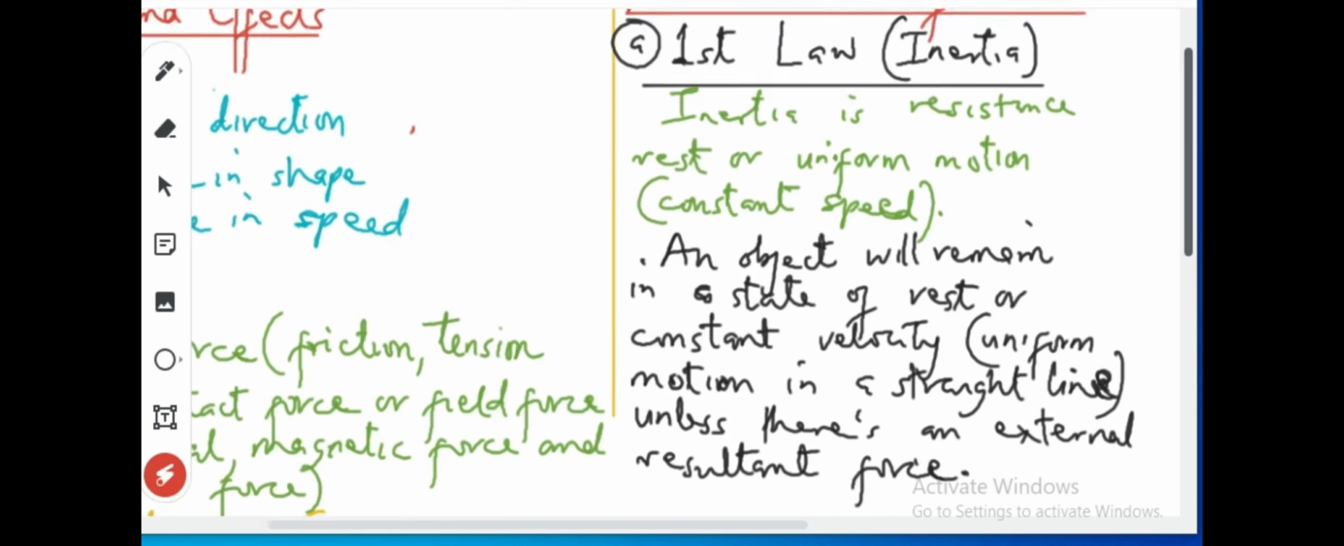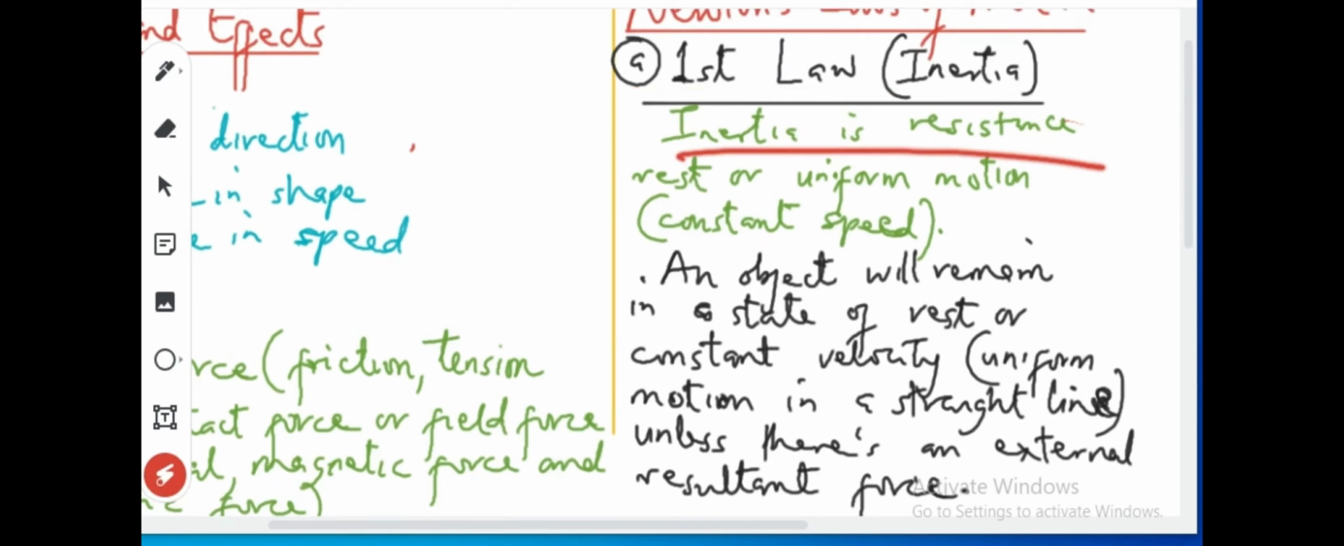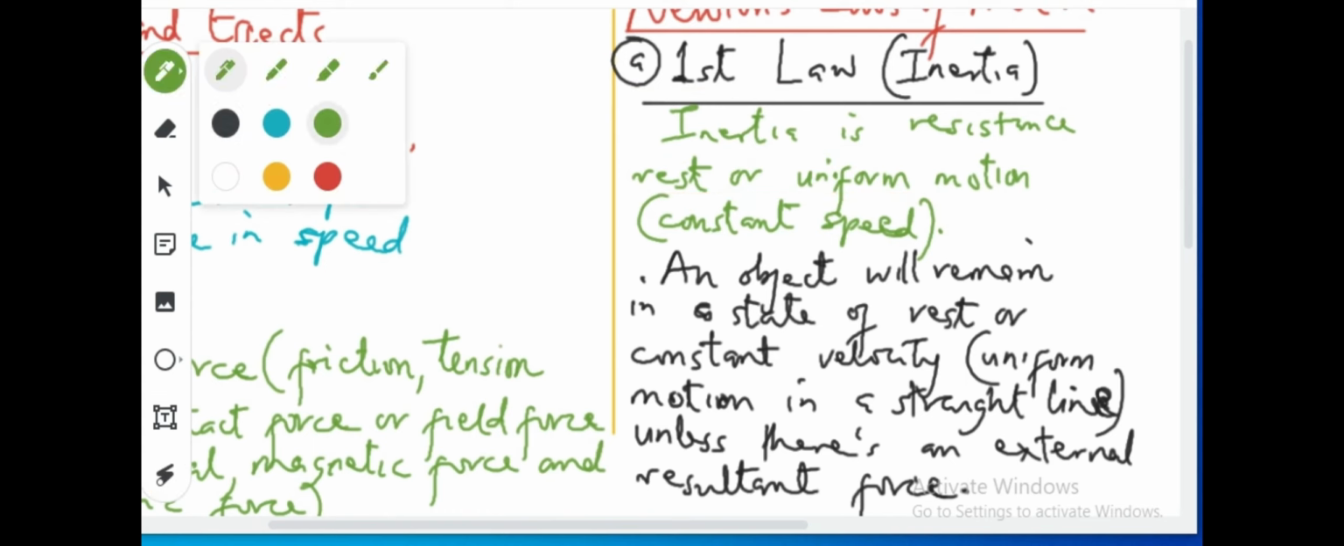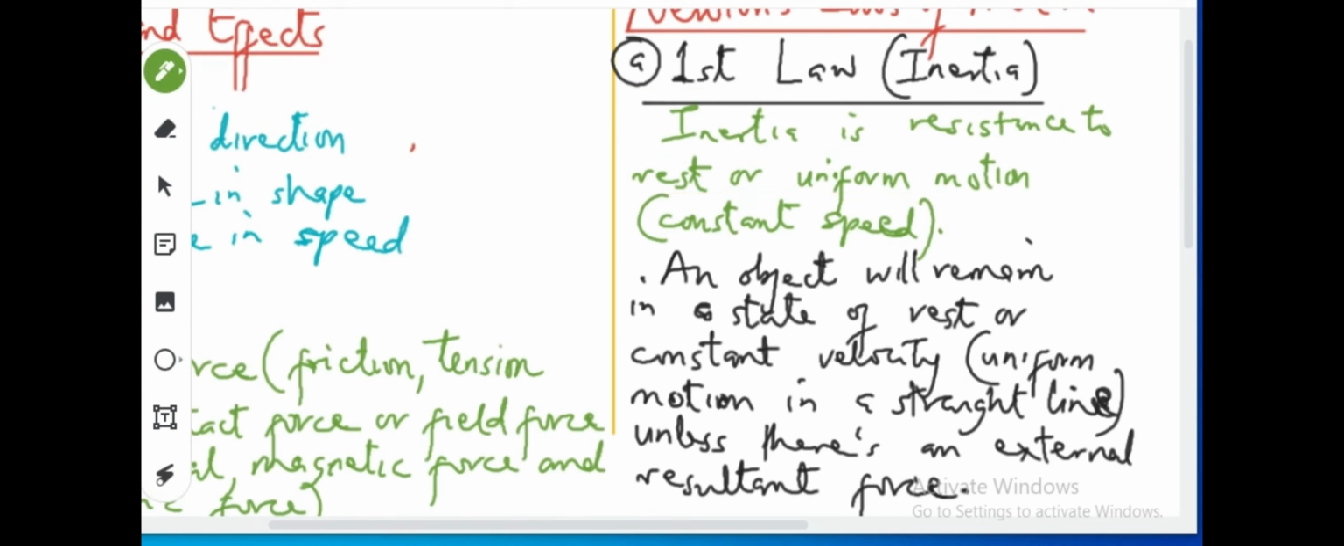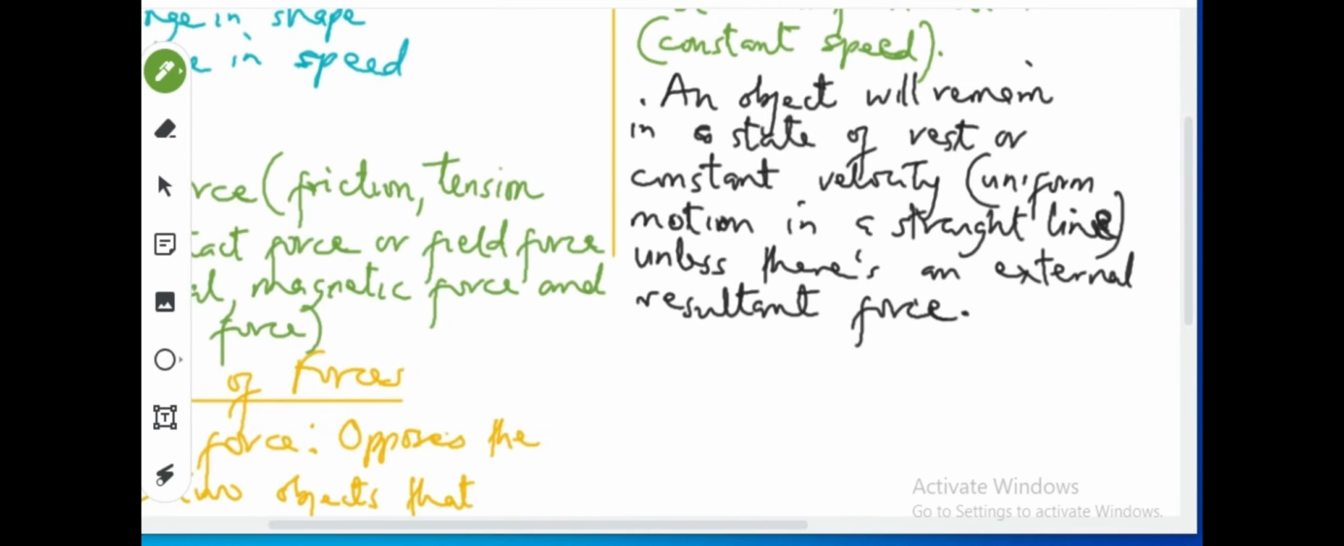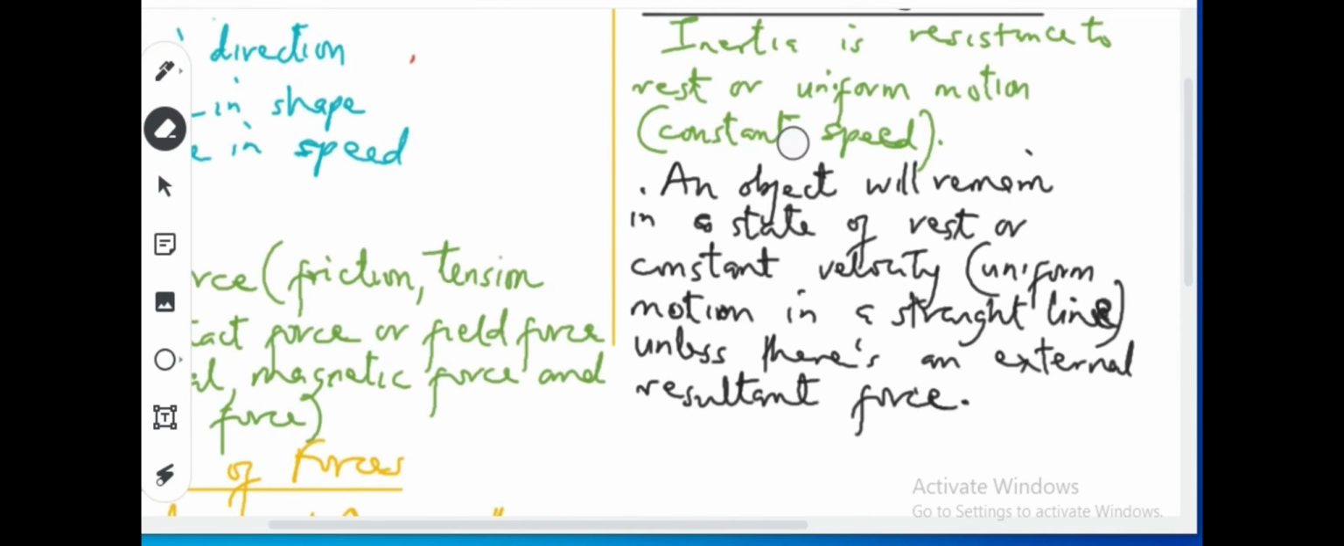The first law is about inertia, and inertia is resistance to change of rest or uniform motion, that's constant speed, or you can simply say constant velocity. There's a reason why I have to specify velocity, because something can be moving at a constant speed, but not necessarily constant velocity. In fact, by constant velocity we mean constant speed in a straight line, but we'll talk about that.